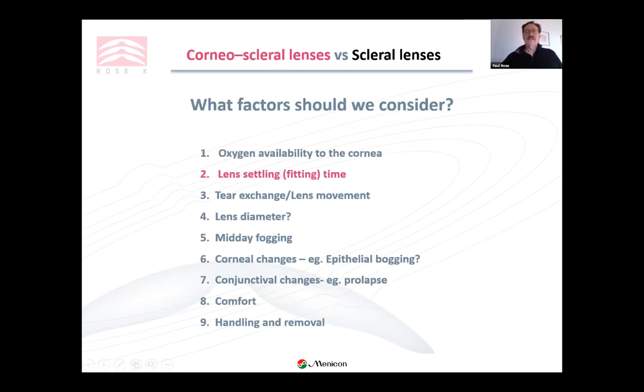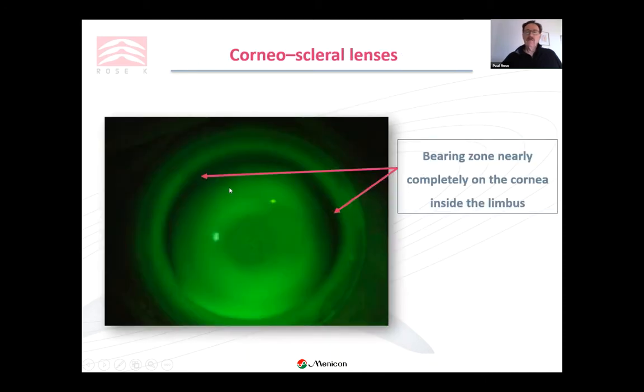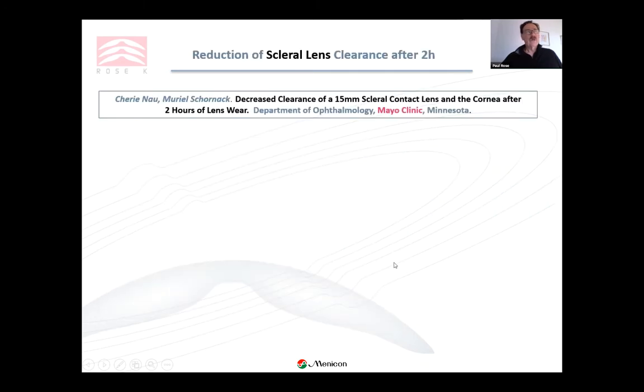So what about lens settling time? The second factor that we want to consider. If you land the lens on the cornea, as we showed you here with a corneal scleral lens, you don't get a lot of compression. And there are several studies to show how much compression you get with a scleral lens. But let's make a comparison here.